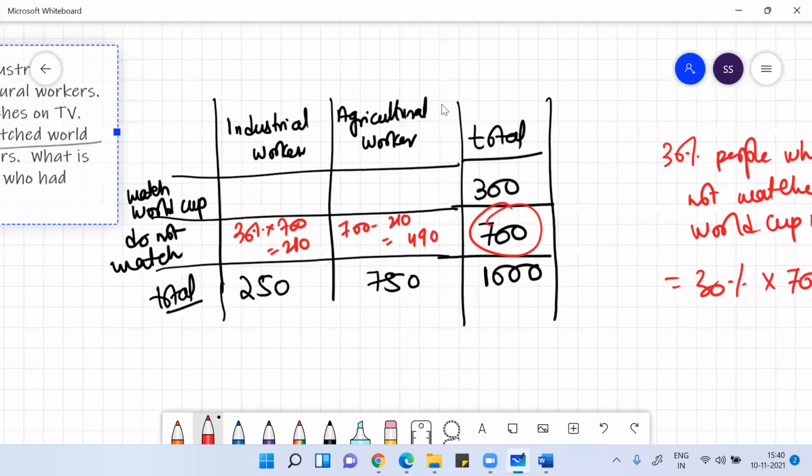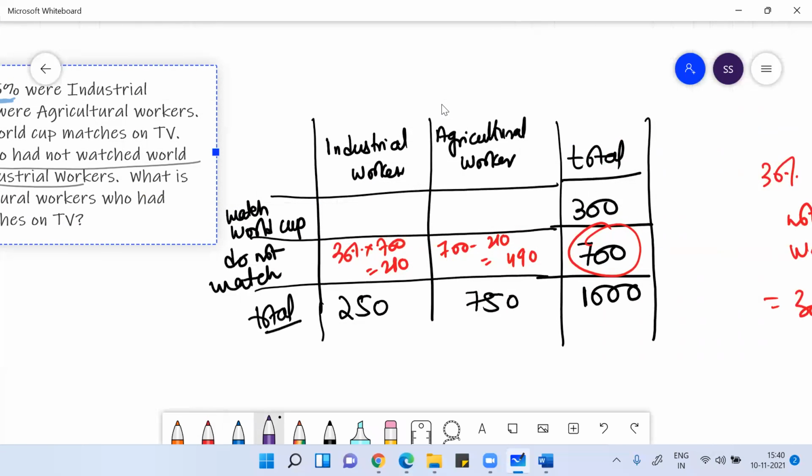So once you understood this, so you know this value total is 250. This is 210. So this would be what? 250 minus 210. This will be 40. If this is 40, this would be 300 minus 40. This will be 260.